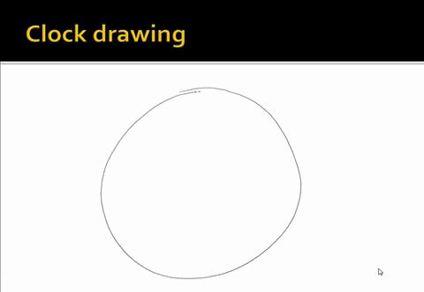When I saw her in the clinic, I drew a circle for her and asked her to fill out the circle as if she were putting the numbers on the face of a clock. And this is what she drew. So you can see here she had a lot of difficulty with this. You'll also notice that most of the numbers are on the right half of the clock.